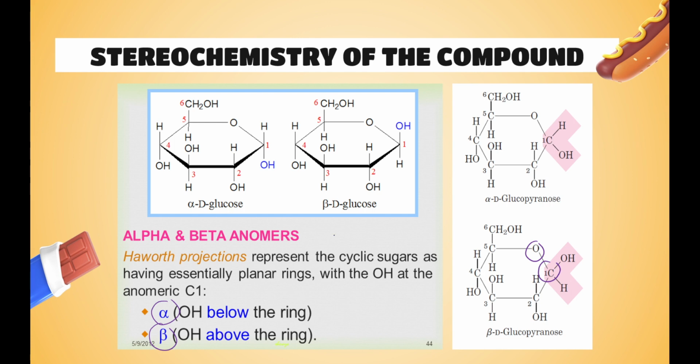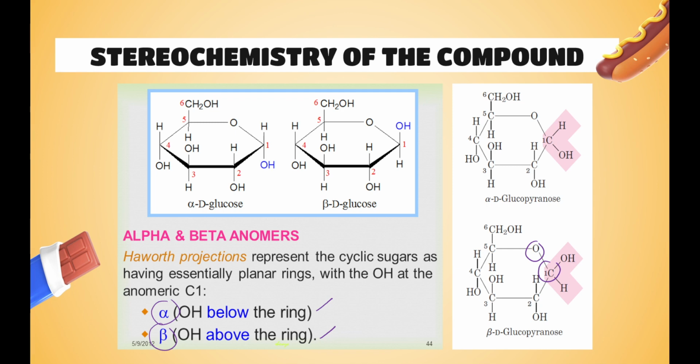If the OH here in your anomeric carbon is below the ring, that is alpha. If your OH is above the ring, that is your beta. Thus, natatandaan ng mga terms na alpha D glucopyranose, beta D glucopyranose. So, easy to remember. Just tandaan nyo lang na reverse yung ating letters.